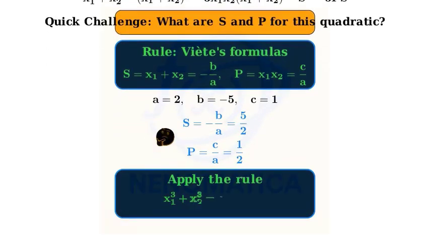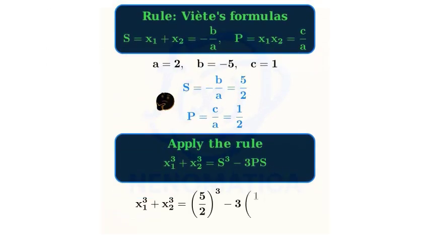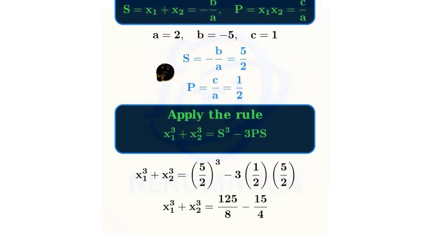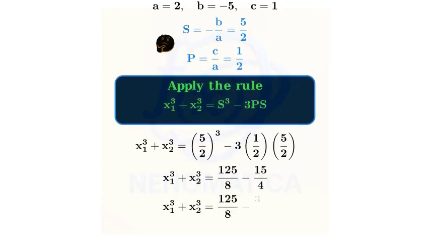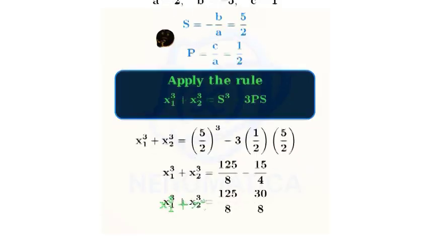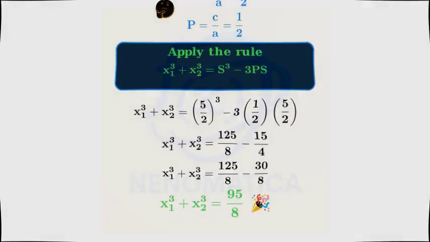x sub 1 cubed plus x sub 2 cubed equals (5 over 2) cubed minus 3 times 1/2 times 5 over 2. That equals 125 over 8 minus 15 over 4. Converting to eighths gives 125 over 8 minus 30 over 8. And that equals 95 over 8.